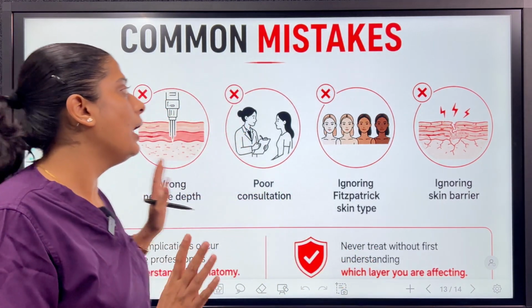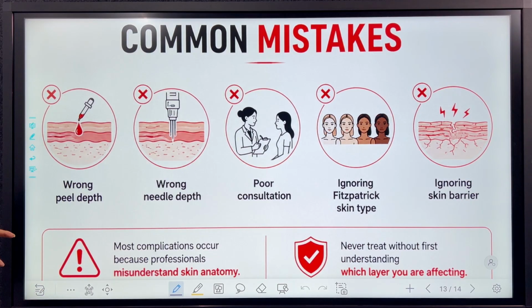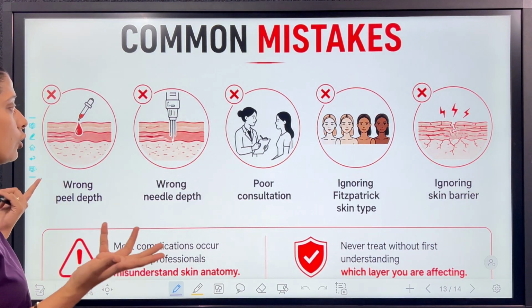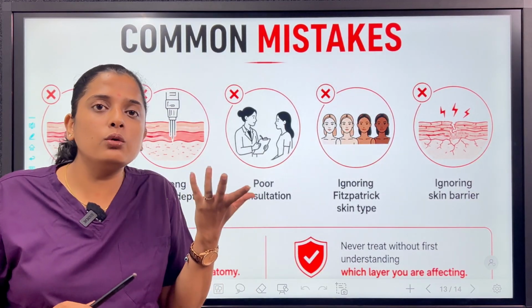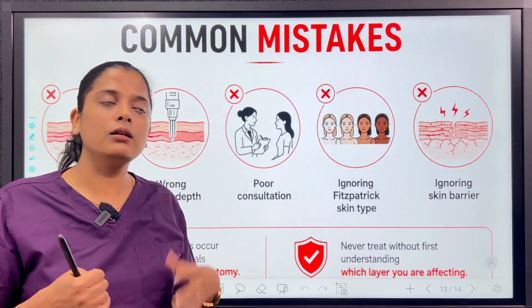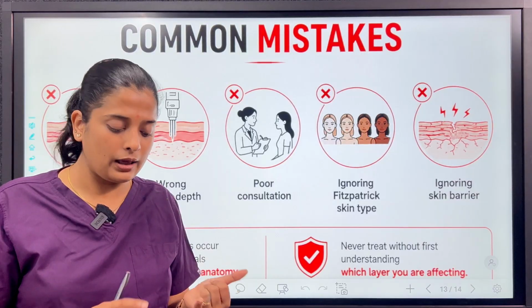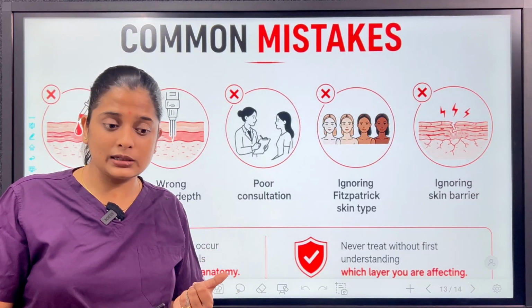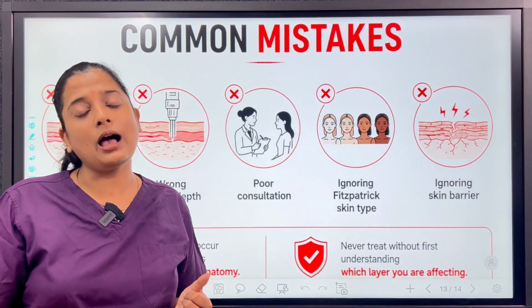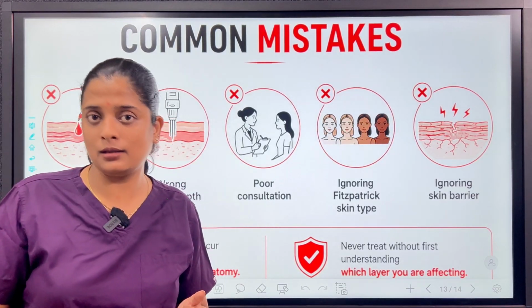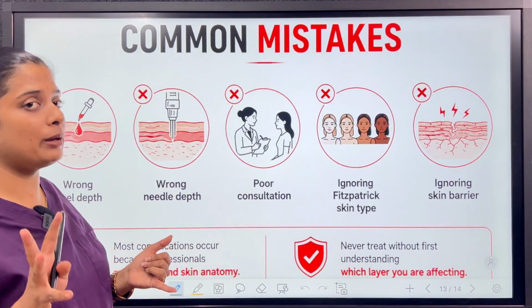Correct? Now, as we move ahead, the common mistakes which we keep making. Wrong peel depth. We don't understand where the peel is working. I don't know about the depth. We just did it. No, you can't do that. You need to know at what percentage, at what time, how much deep it can go. And that is how you plan good results. Okay, and not just randomly or by bluffing.